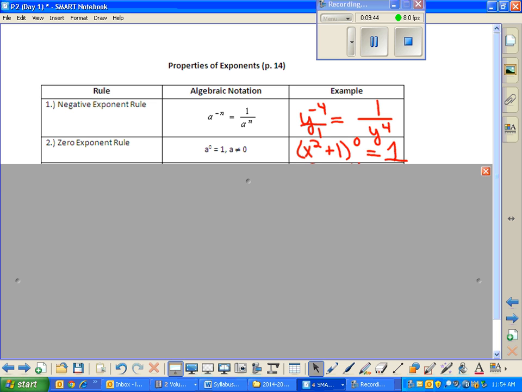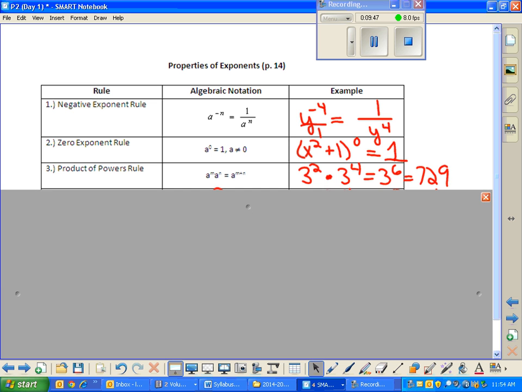Next one. Remember, don't write it down unless you understand it. That's our rule. So we have a to the m times a to the n equals a to the m plus n. That's the addition rule, so to speak. Our example: if you have 3 squared times 3 to the 4th, that is equal to 3 to the 6th, which is 729.